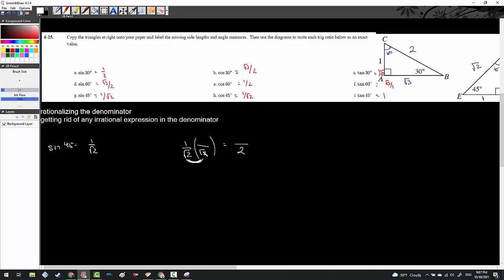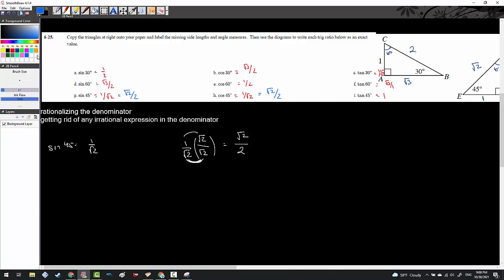The problem is I can't just multiply the bottom by rad 2, because if I do that, then I'm changing the value of the number. So I multiply the top by rad 2 also, because rad 2 divided by rad 2 is 1. And if I multiply something by 1, I am not changing the nature of that number. So 1 over rad 2 can be expressed as rad 2 over 2 when we rationalize denominators. So I'll go and do that for sine 45 and cos 45.